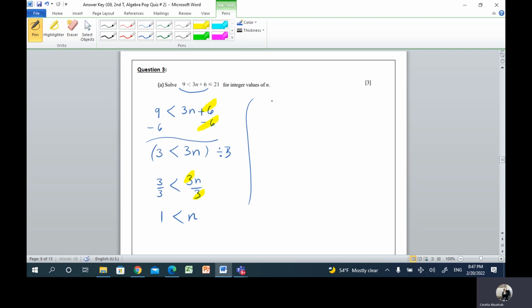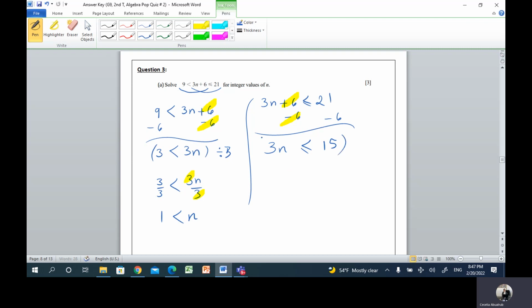The second part, we're going to take the middle and the last of the inequality. So 3n plus 6 is less than or equal to 21. So we're going to solve it as if it's a normal equation. Minus 6 here and minus 6 here. So the plus 6 and minus 6 are going to be cancelled. 3n is going to come down, less than or equal to 21 minus 6. The answer will be 15.